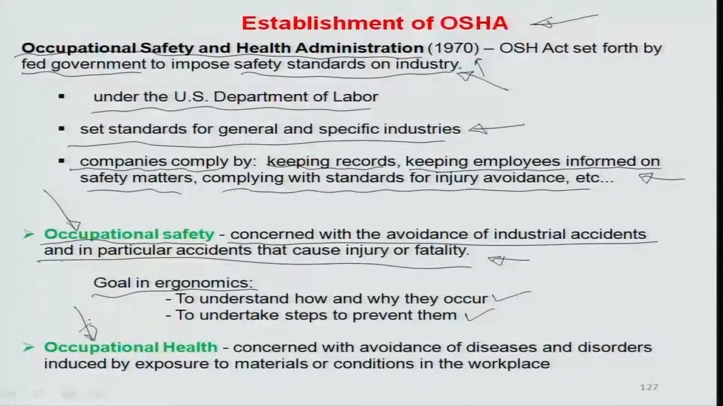The other issue is occupational health. For example, this is concerned with avoidance of diseases and disorders induced by exposure to materials or conditions in the workplace, coming out of the quantum of the work that is being carried out under a work system. So, generally there have to be guidelines in handling things which may otherwise be deleterious for the health of a stakeholder who is working in such a situation. So, occupational health is again another very important aspect, and the standard is being set through the OSHA guidelines.